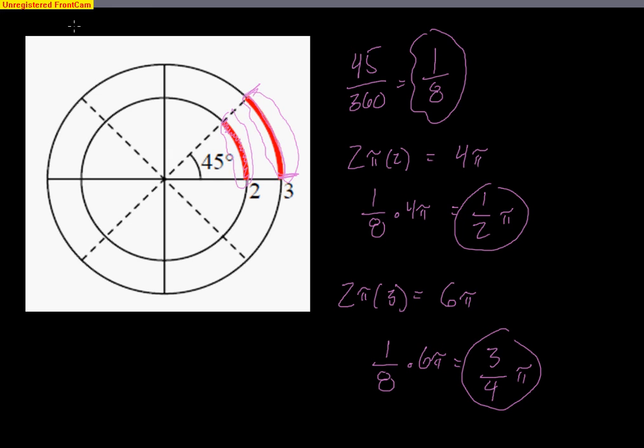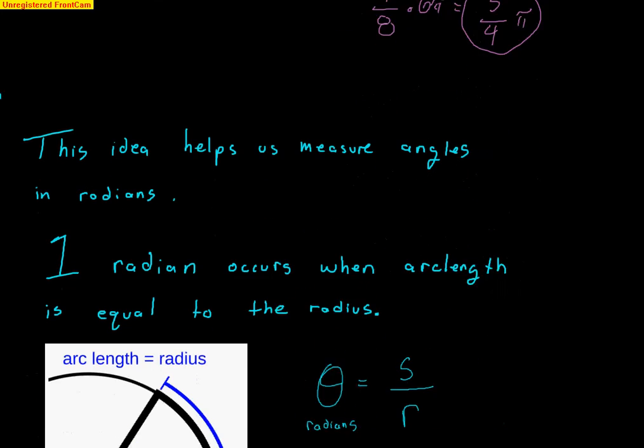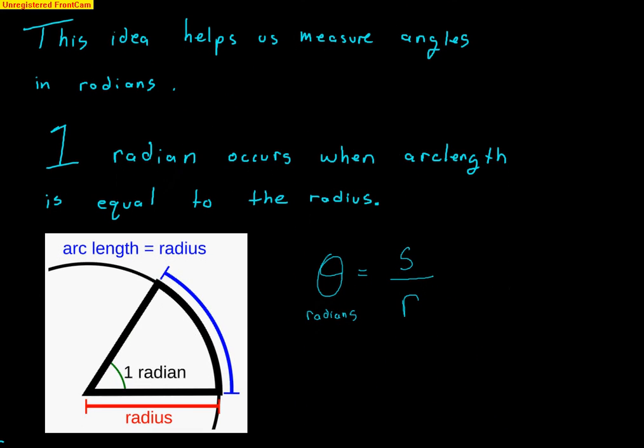So hopefully you guys understand the connection between the angle and the radius and the arc length. The radius makes the circumference bigger, but regardless, 45 degrees is 1/8 of the circle. Now, this all brings us to helping us understand this idea of radians. Now, what is a radian?